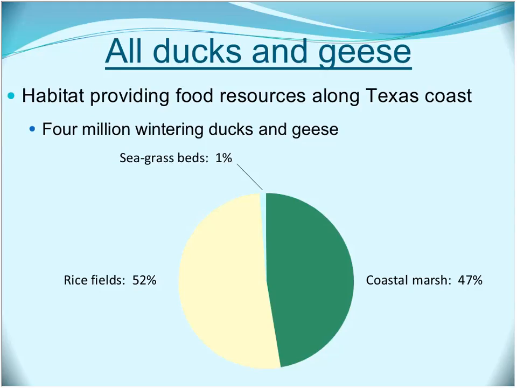For all ducks and geese along the Texas coast in the winter, roughly in the neighborhood of 4 million birds, this is where they are getting their habitat. And these rice fields are providing the majority of their habitat during this time. There's a lot of focus on these coastal marshes, which are indeed important habitats, but they are spending up to half their time and more in these rice fields and getting their food resources there.